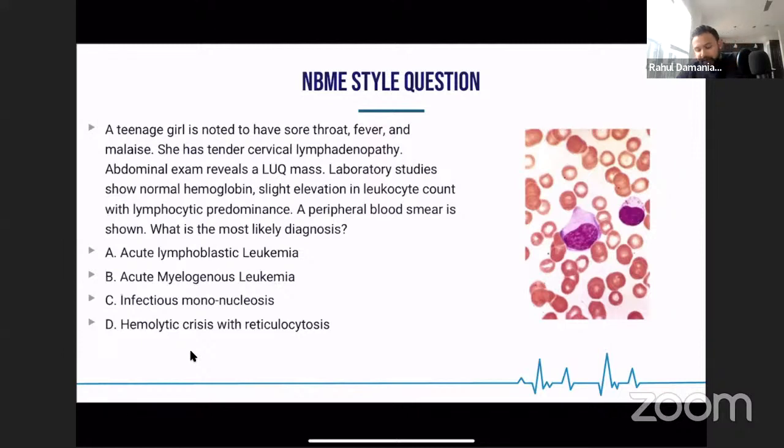So this is going to be a microscopic pathology of what? Of the blood. Look for normal, abnormal, or asymmetry. And you see these atypical cells that are going to be caressing the surrounding RBCs. What is the most likely diagnosis? Go ahead and put that into the chat box.